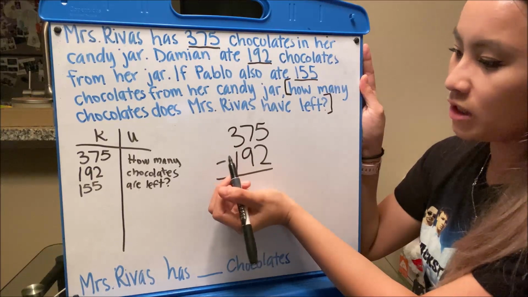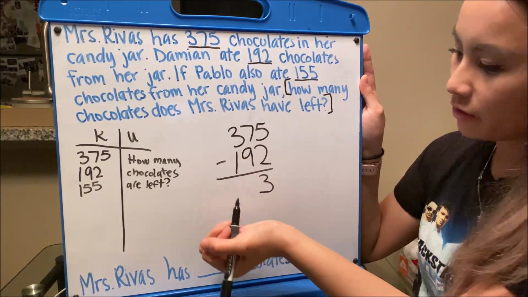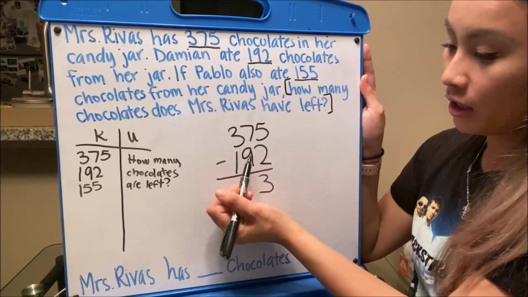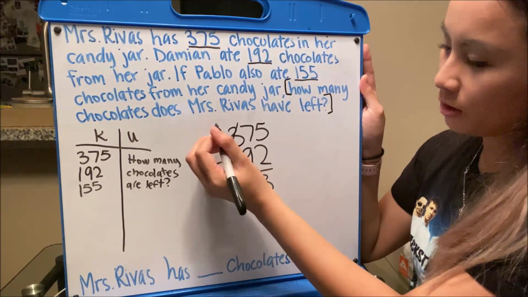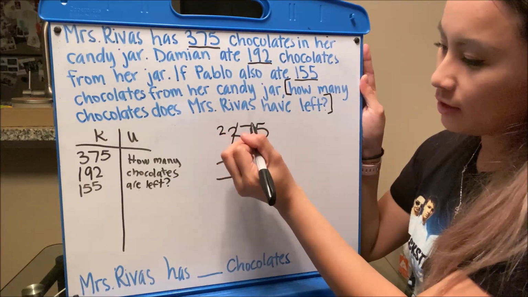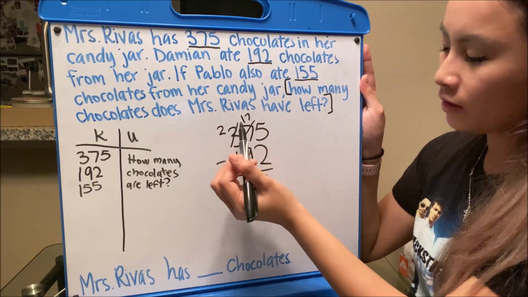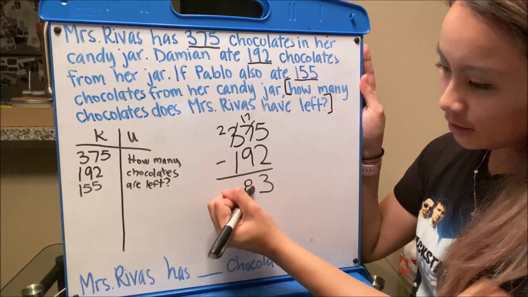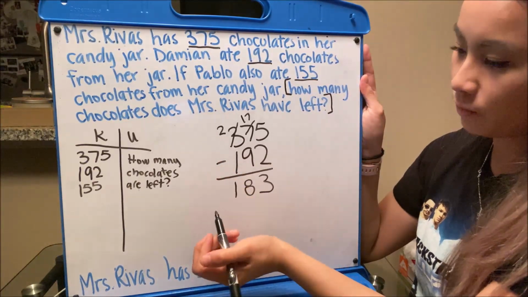So we always start in the ones place. So 5 minus 2 is 3. Now let's look right here in the tens place. If there's more on the floor, we go next door and we're gonna borrow. So this 3 turns into a 2 and this 7 turns into 17. Now, 17 minus 9 is 8 and 2 minus 1 is 1.